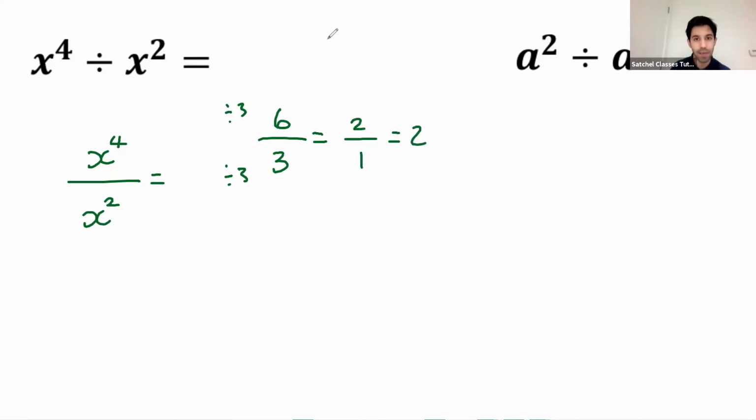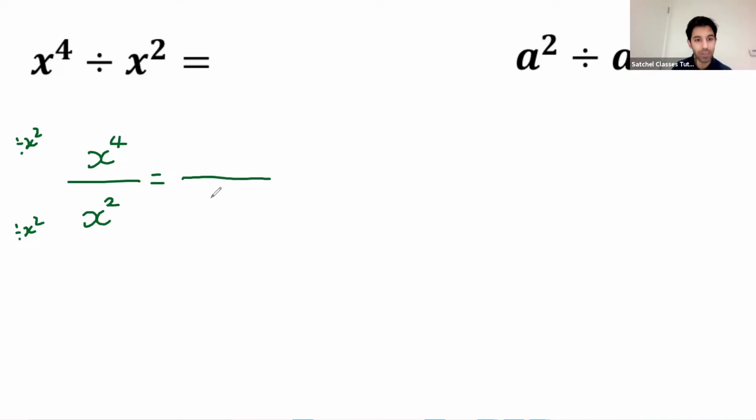Likewise over here, if I just rub all of this out, what we will have is x squared going into x to the power of 4 and x squared going into x squared. So x squared divided by x squared is simply 1, and x to the power of 4 divided by x squared will be simply x squared. So what we'll end up with is x squared.